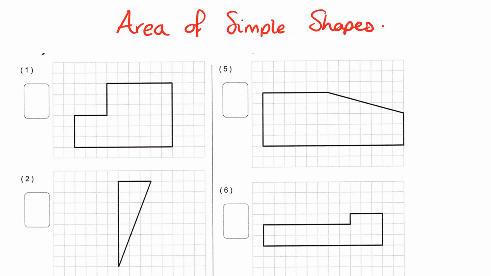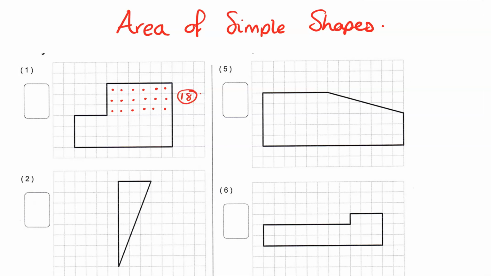So the simplest way you can do area is if you've got a grid around your shape or through your shape, you can count the squares. So we can simply go 1, 2, 3, 4, 5, 6, 7, 8, 9, 10, 11, 12, 13, 14, 15, 16, 17, 18. I'm just going to make a note of that. It's really easy to lose count.